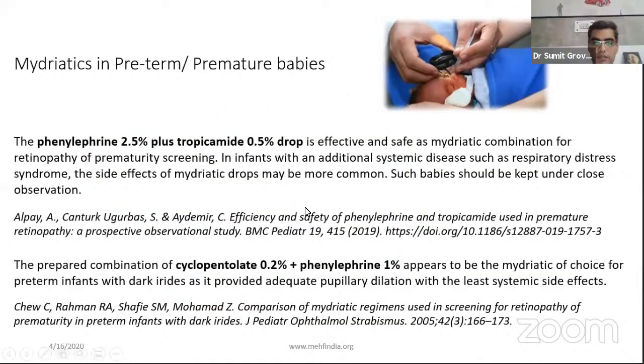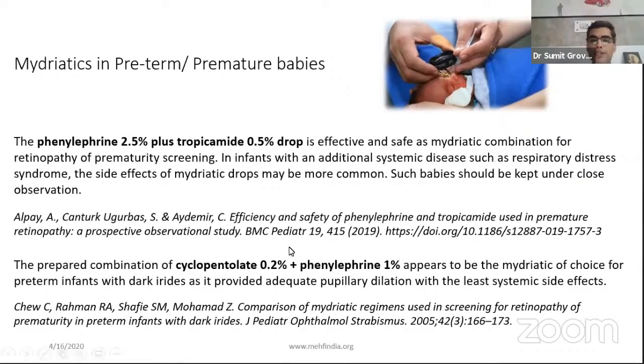And these are two drug combinations which are evidence-based. The studies are mentioned for your reference. The combination of phenylephrine 2.5% and tropicamide 0.5% drops is a very effective and safe mydriatic combination for use in premature children during ROP screening. But the side effects of mydriatic drops may be more common in children having systemic disease, respiratory distress syndrome. So these babies should be kept under observation. Otherwise, this combination is, I think, very feasible, commercially available in India, and should be used for routine ROP screenings.